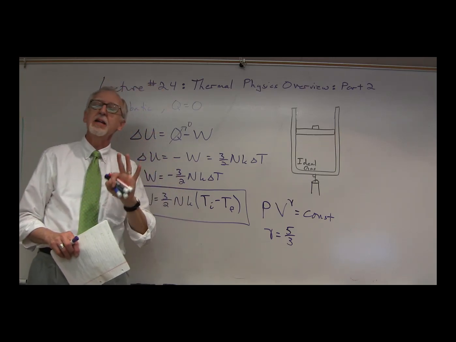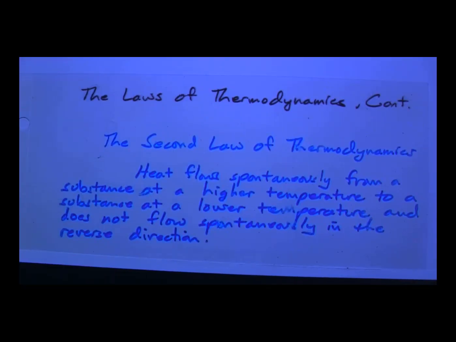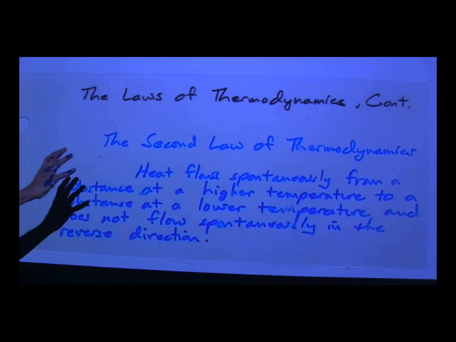Very, very good. Okay, let's move on to the second law of thermodynamics. The second law of thermodynamics states that heat flows spontaneously from a substance at a higher temperature to a substance at a lower temperature, and does not flow spontaneously in the reverse direction. Well, this seems like something that's very common sense. You take a hot object and you put it in contact with a cold object. Heat from the hot object will go into the cold object. The hot object will cool down. The cool object will warm up. But this law states that that does happen.